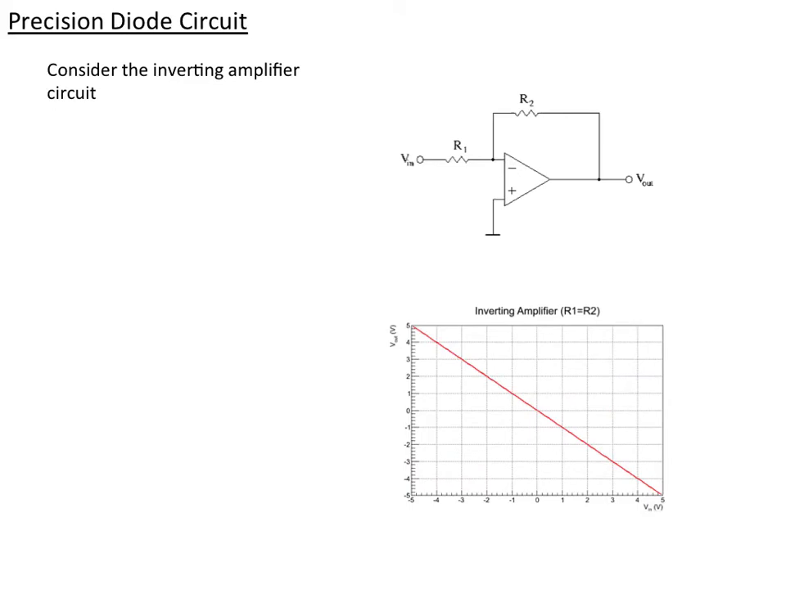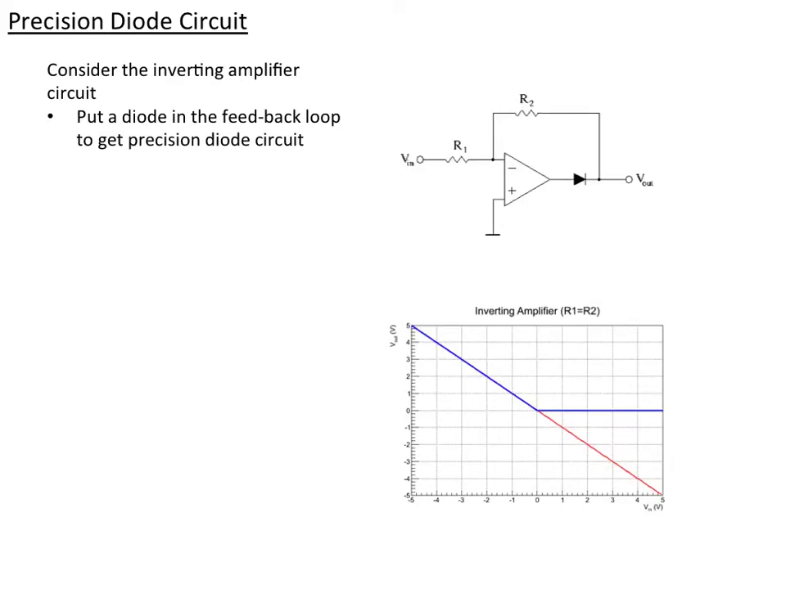With a negative amplifier, rather than the voltage follower positive amplifier we looked at before, we can do better. So here's the behavior, as we've already learned, of a negative amplifier, right? The output is proportional to the input but negative. The case I've drawn here is when R2 and R1 are the same. Imagine putting a diode in the feedback loop.